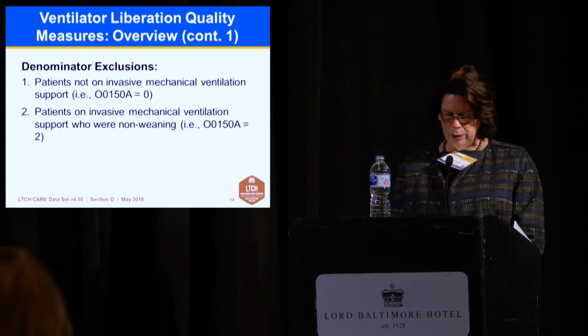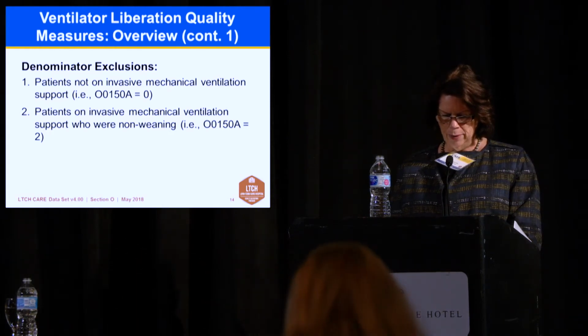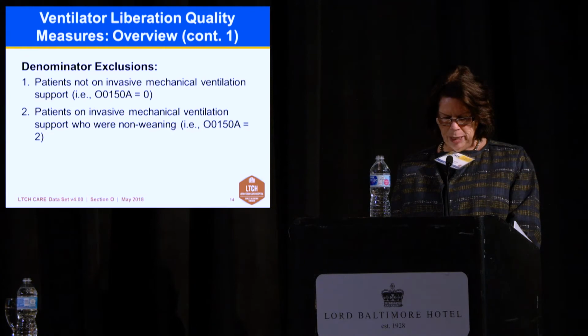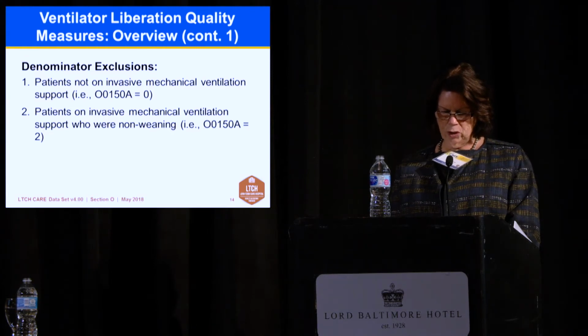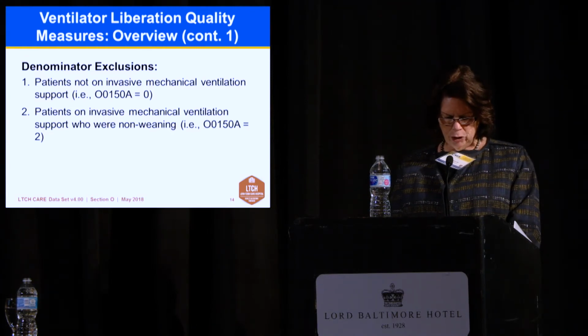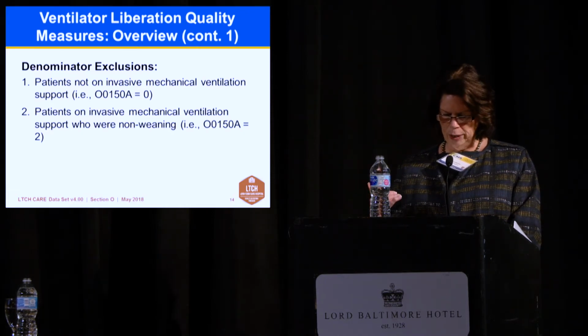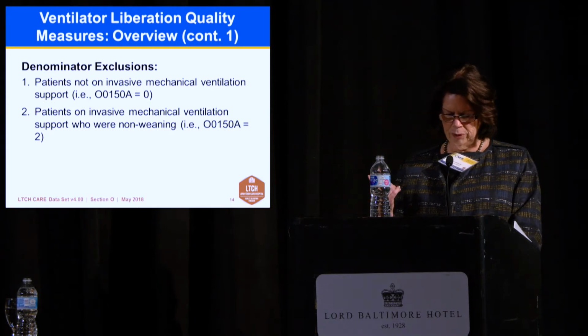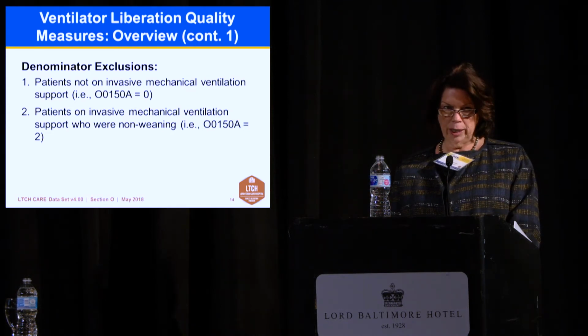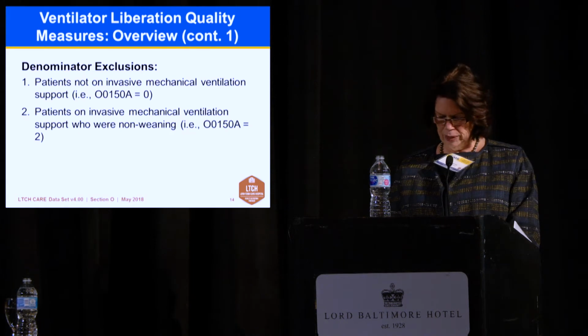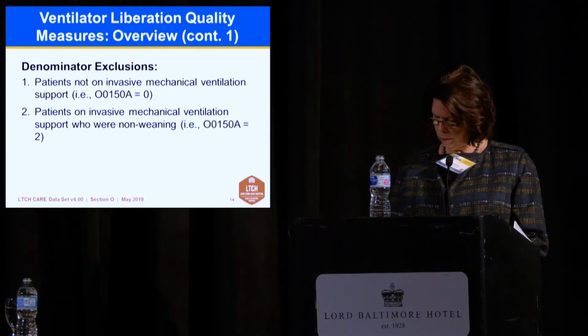The denominator exclusions for the process measure are patients who are not on invasive mechanical ventilation support, which, when we get into specific coding, is on the slide, O0150A equals 0, or patients on invasive mechanical ventilation support who were non-weaning, which data element would be O0150A equals 2.